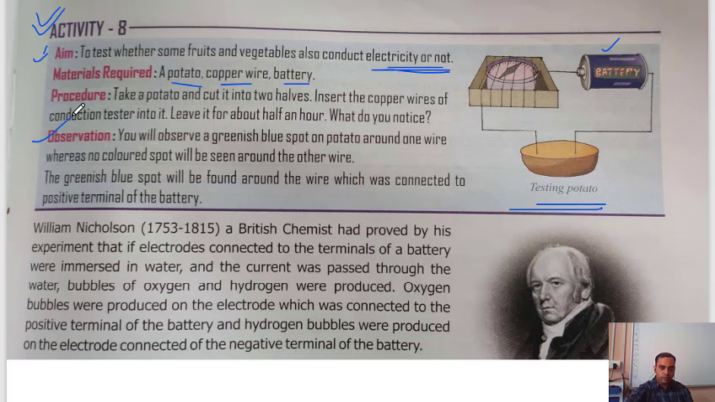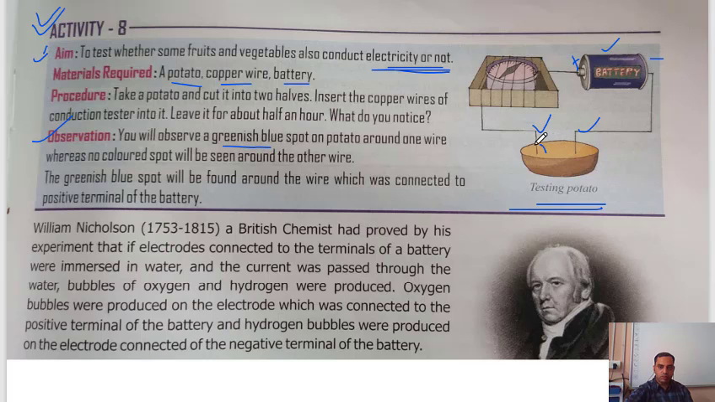Observation: you will observe a greenish blue spot on the potato around one wire, whereas no colored spot will be seen around the other wire. So there are two wires. Around one wire, a greenish blue color will appear. Around the other wire, there is no change in the vicinity. The greenish blue spot will be found around the wire which is connected to the positive terminal of the battery. So this is the positive terminal of the battery. This is the negative terminal of the battery.